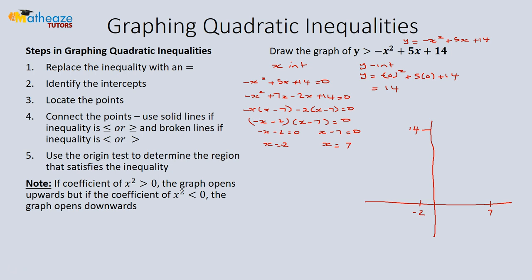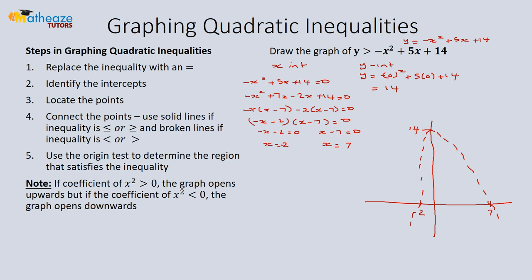Now we're going to figure out the shape of the graph and also what type of line graph it's going to be. Is it going to be a solid line or a broken line? Now this is just a greater than, there's no equal to, so we expect a broken line. And also the coefficient of x squared is negative, so it needs to open downwards. So this is what our graph is going to look like.